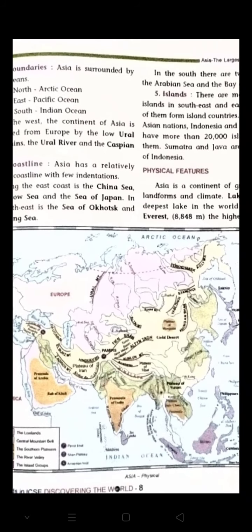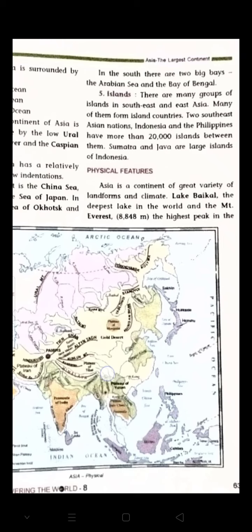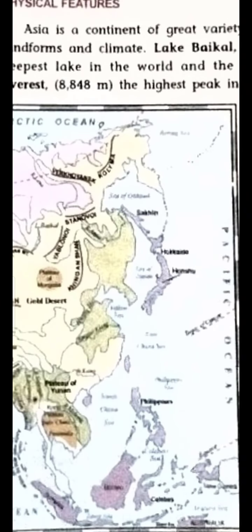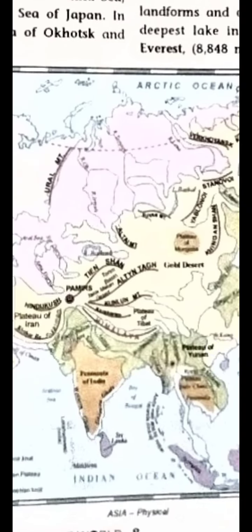Now, Asia is surrounded by 3 oceans. Let us see the 3 oceans by which Asia is surrounded, and we can see in this map below that in the north, the Arctic Ocean is there. In the east, we have the Pacific Ocean. And in the south, we have the Indian Ocean.